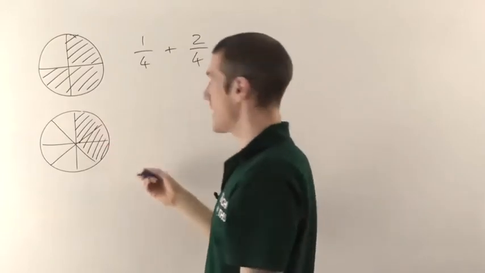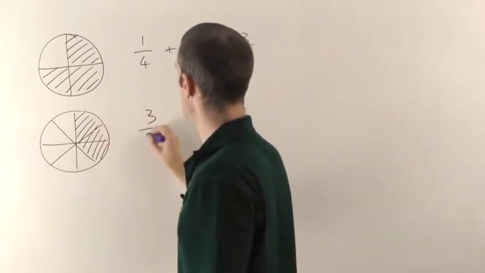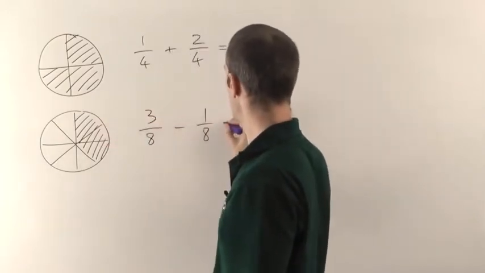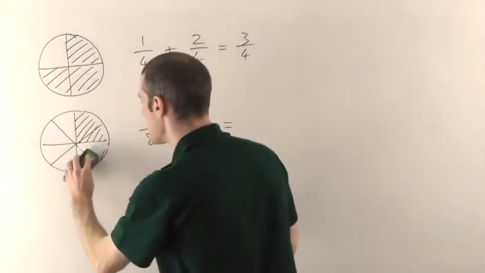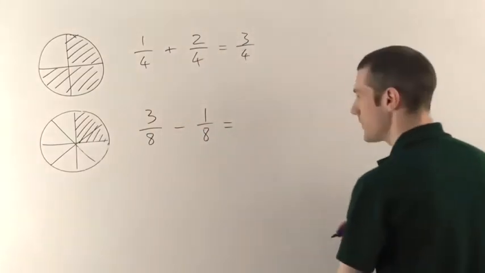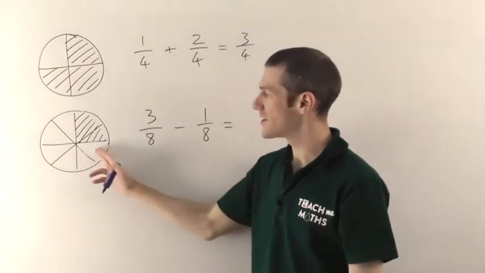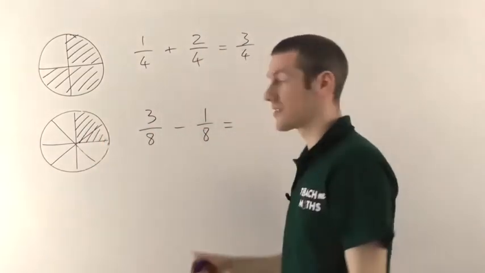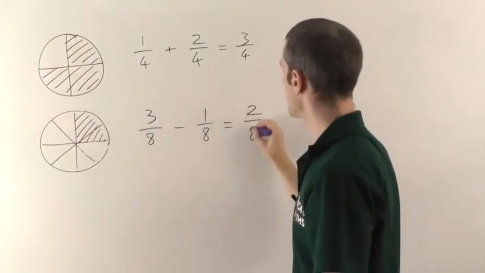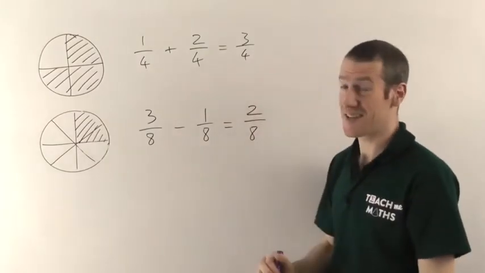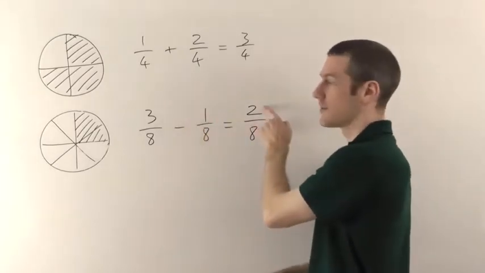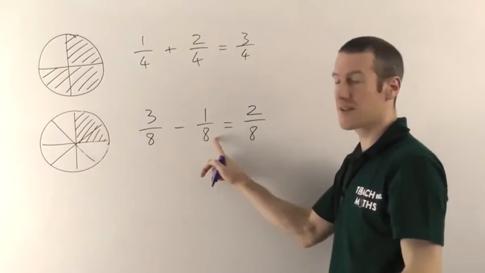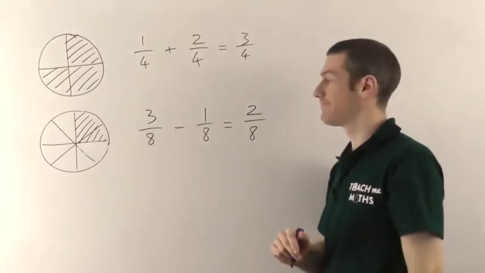If we start off with 3/8 like this one, and we take away 1/8, I can probably just rub out this little bit here. That's 1/8 gone. Well, 3/8 minus the 1/8 is just going to leave you with 2/8. And it's as easy as that. The number on the bottom never changes. You just subtract the tops. 3 of these things minus 1 of these things leave you with 2 of these things.